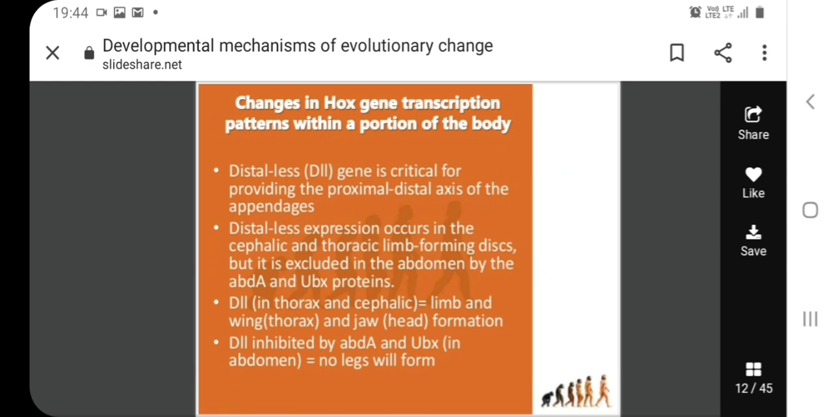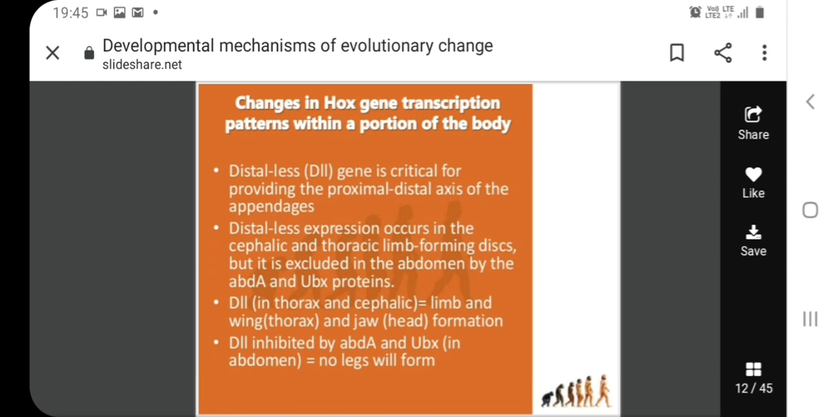And when distal-less is not expressed, or when it is not repressed, the development occurs differently. That is, when the distal-less is not repressed, it results in the development of proximal distal appendages.